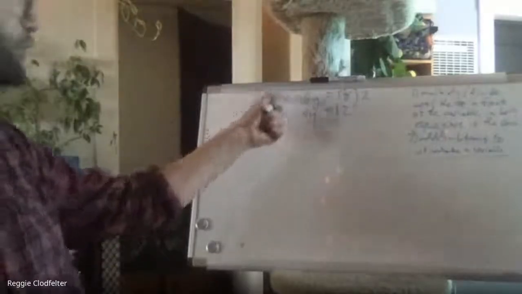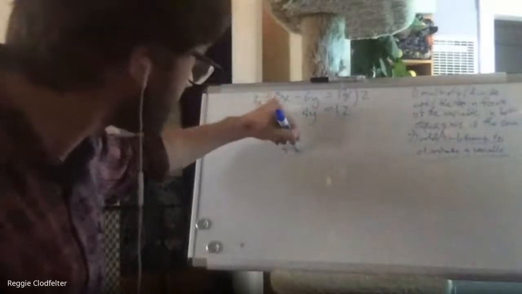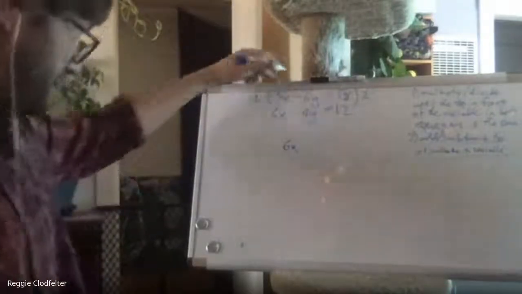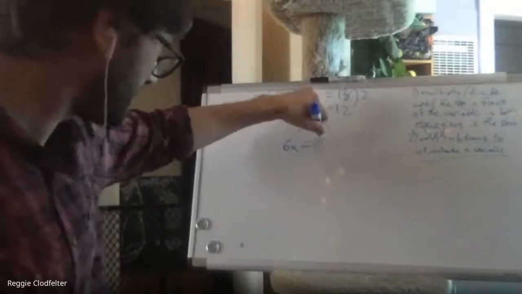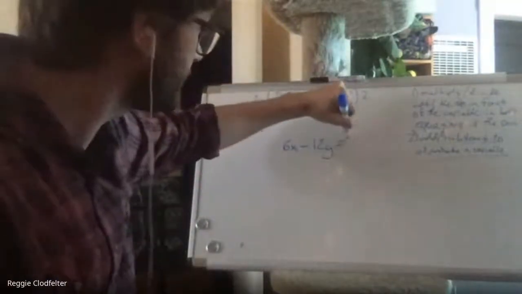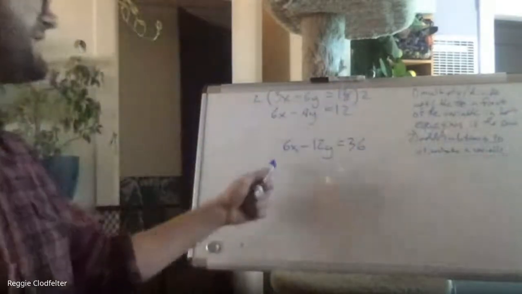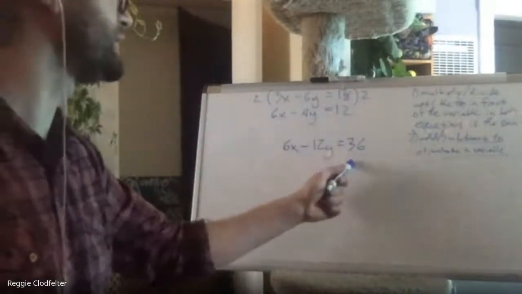So I'm going to get 2 times 3x is 6x minus 2 times 6y, so minus 12y, equals 2 times 18, which is 36. So I get 6x minus 12y equals 36.